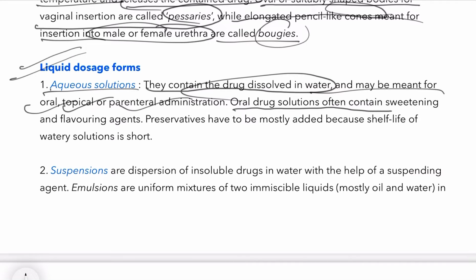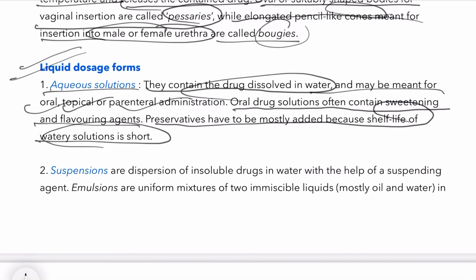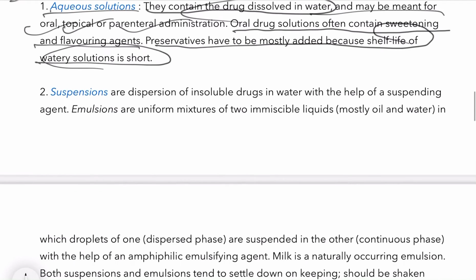Oral drug solutions often contain sweetening and flavoring agents. Preservatives have to be added because the shelf life of a water solution is short. Shelf life means the length or duration of time in which the drug remains usable or can be consumed.